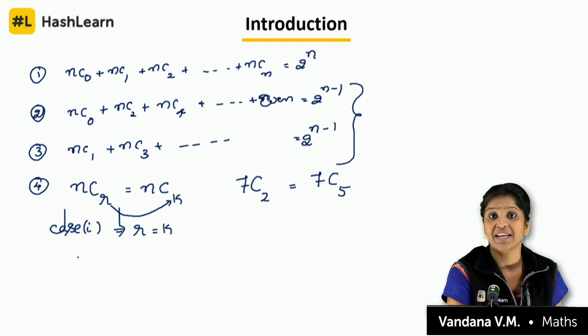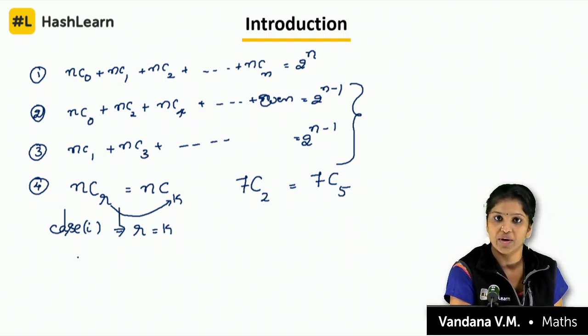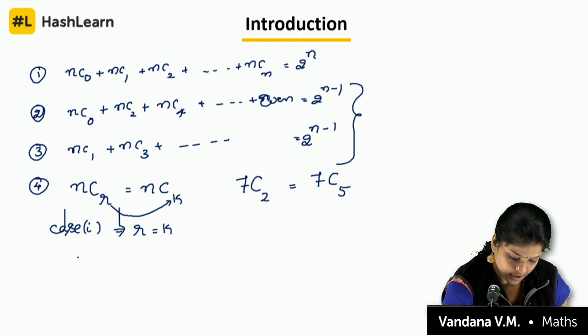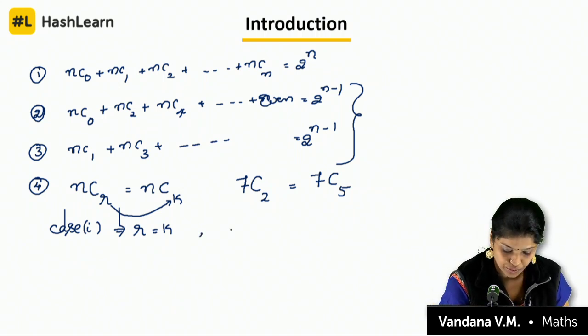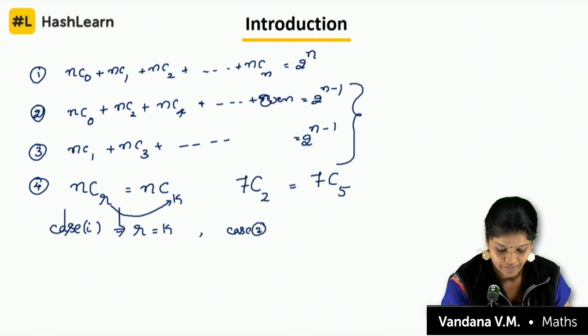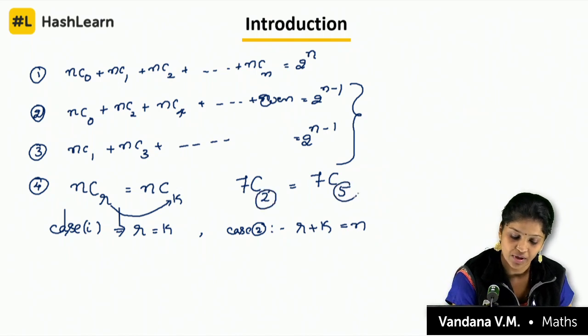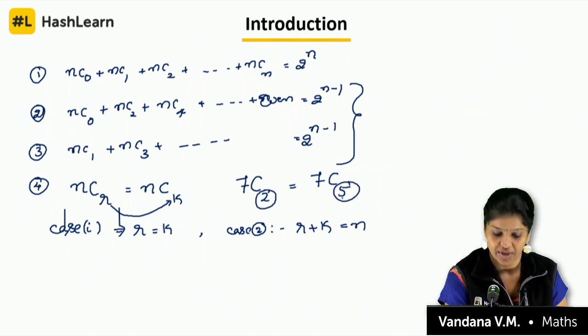Now, what is the second case? This I already told in the previous classes, that is case 2: R plus K must be equal to N. If you want, you see 7C2 is equal to 7C5.